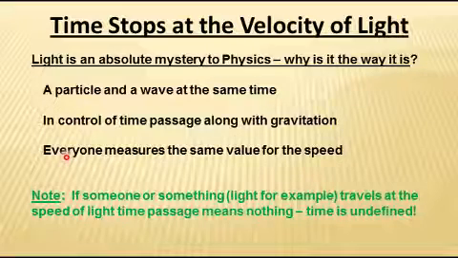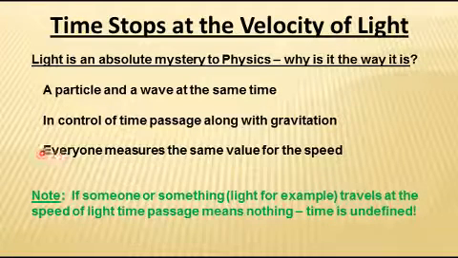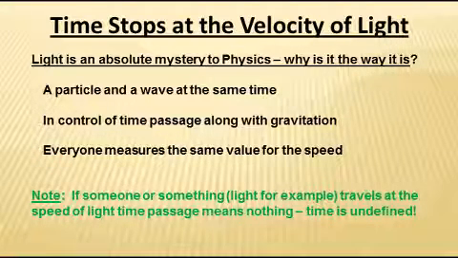And another thing about light is that everyone measures the same value. As long as they're traveling less than the speed of light, they measure the same value, unlike other phenomena where people on speeding trains and baseballs and things like that, throwing baseballs in one direction or another, things add and subtract. Well, the same thing does not happen with light. It's the same value measured by everyone who is traveling less than the speed of light.